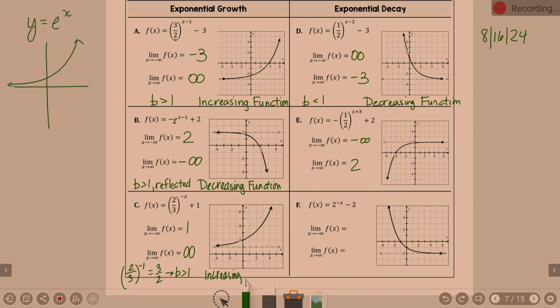What is b this time? 1/2, so it's again less than 1, and it is increasing or decreasing? Increasing. Okay, so starting low and going up.